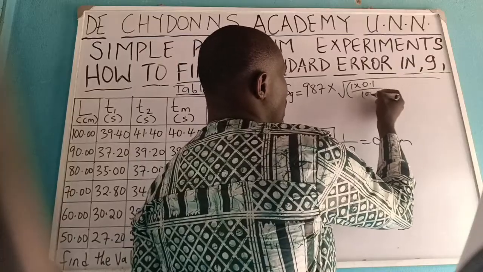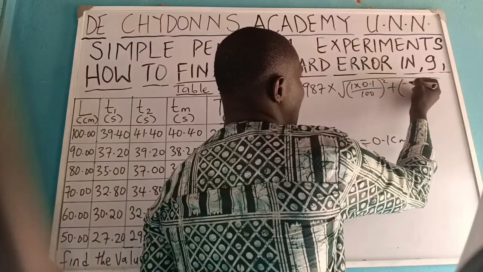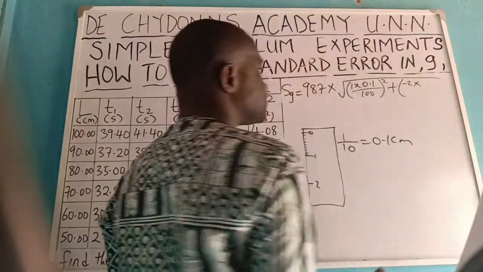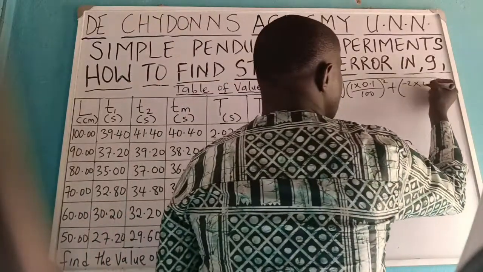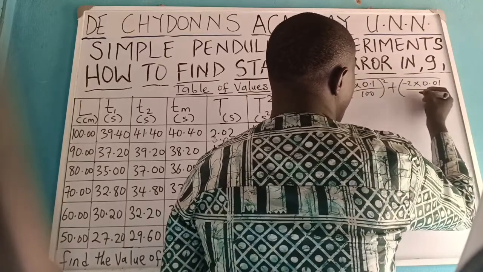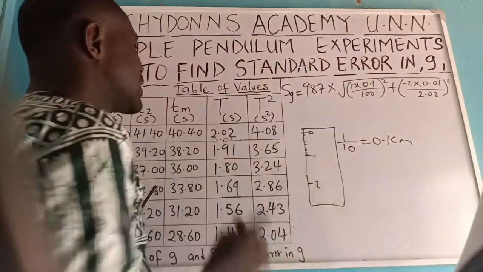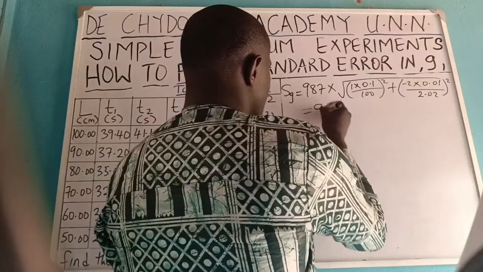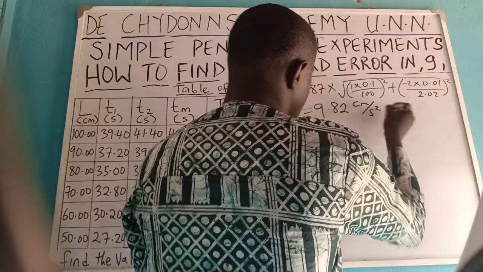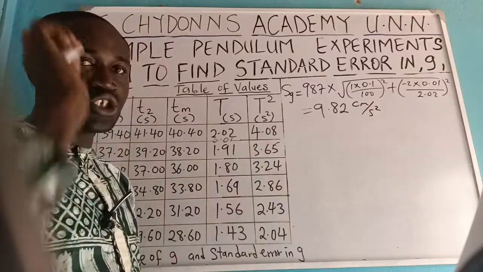All over 100 all squared, plus minus 2, that is the power we just talked about, times 0.01 all over 2.02 all squared. That is all we are saying. It will give you 9.82 centimeter per second squared. That is your standard error in finding your g.